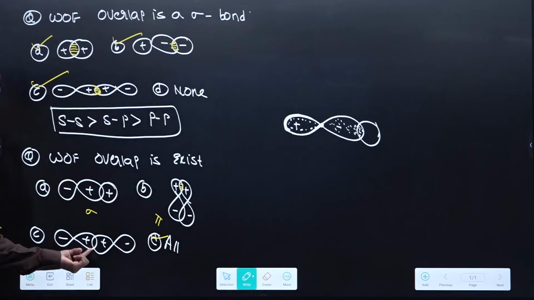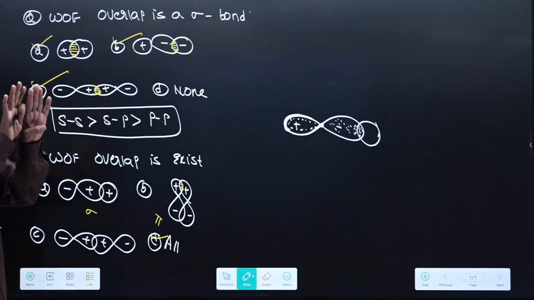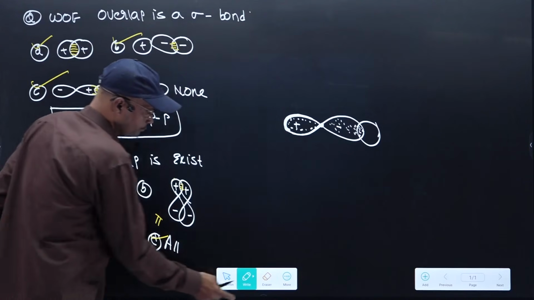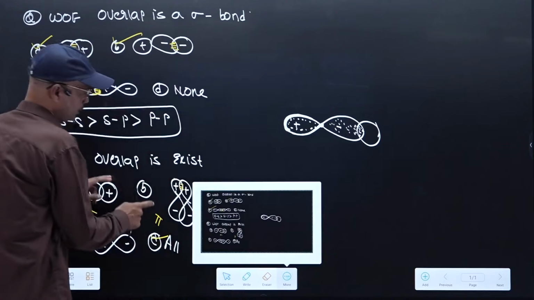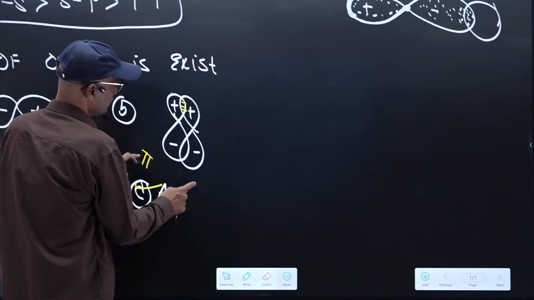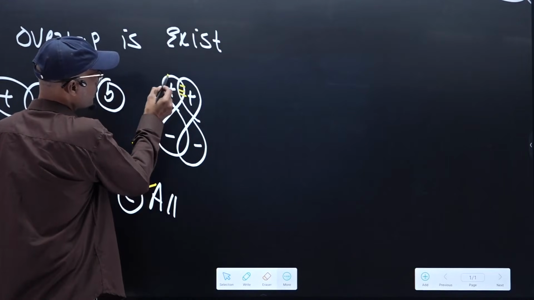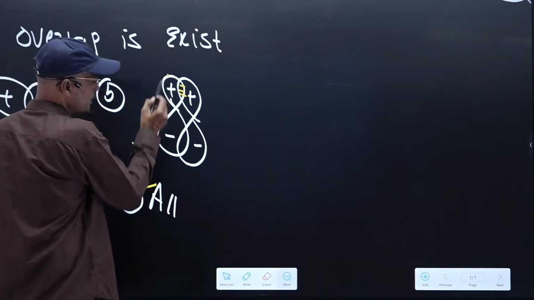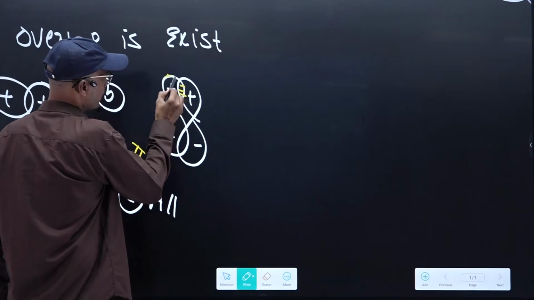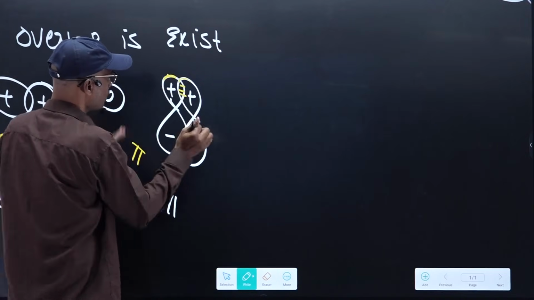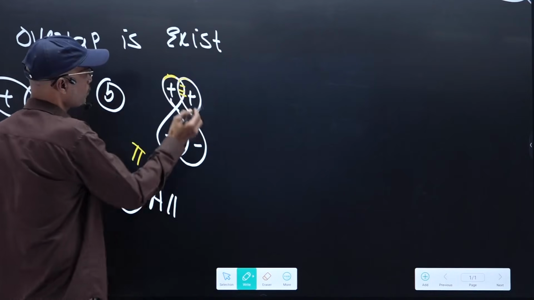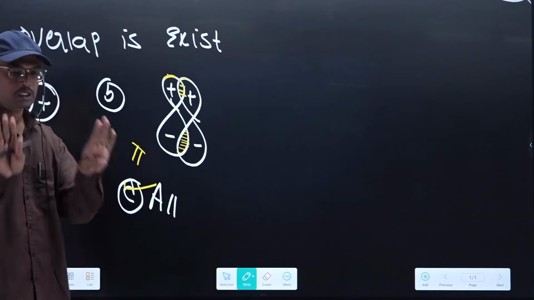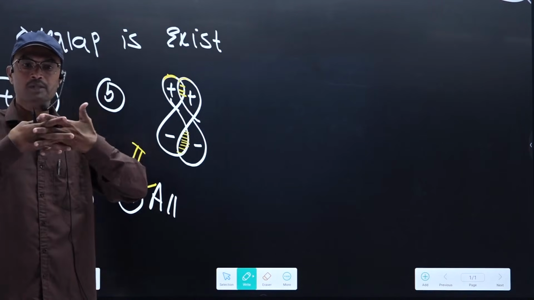Here also, see, head-on overlap is sigma. Side-on overlap is called? See, this is one of the orbitals, and this point is the head. Is the head overlapping? No, the head is not overlapping for a p orbital. Which is overlapping? The side is overlapping. Sideways overlap. Sideways overlap is weak overlap. Head-on overlap is a strong overlap.